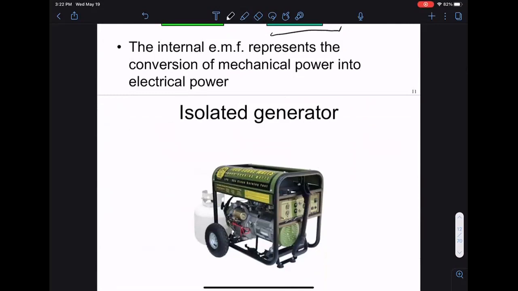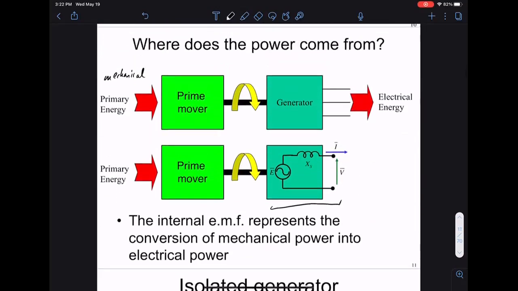It uses diesel, for example, to turn the prime mover, and that generates power. Most generators we have today are synchronous ones, with some exceptions, for example some wind turbines, where you'll find induction machines. But for other generators, it's synchronous.